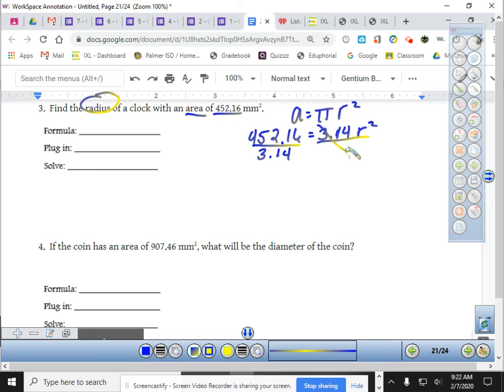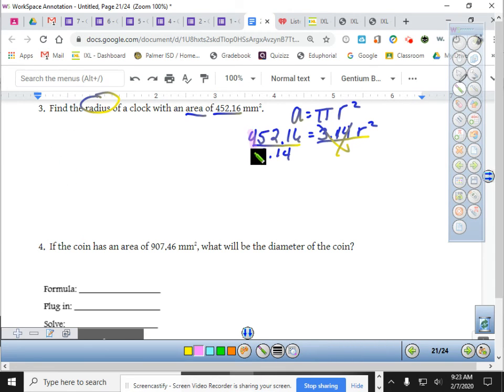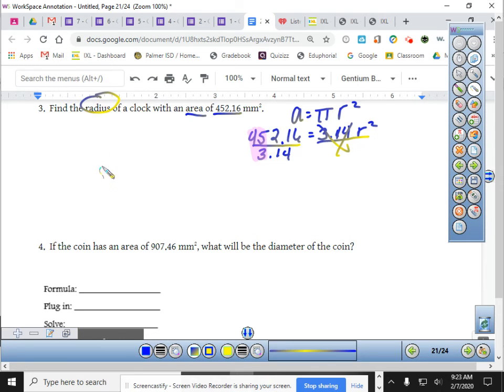You may not know what that is off the top of your head, but I can tell you it's close to 15. How do I know that? 3 times 15 is 45. That's right. See how I know that? It's gonna have 15 somewhere in it. We're gonna divide. 4, 5, 2, 1, 6 divided by 3, 1, 4. That goes in one time.